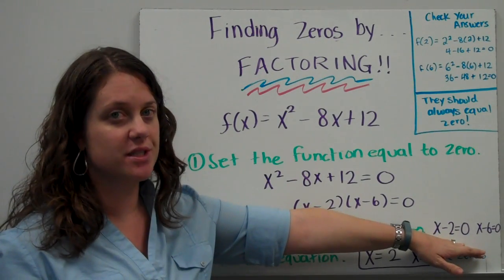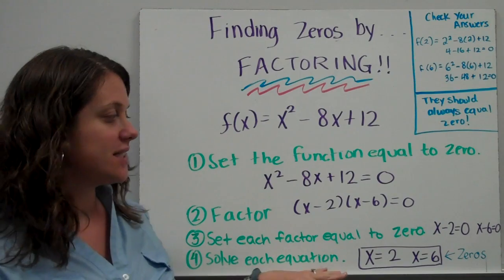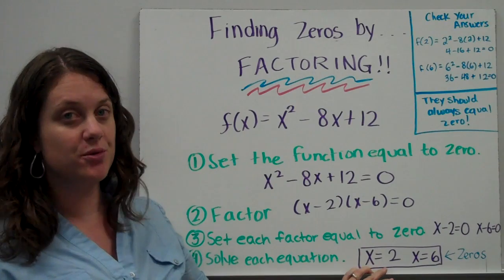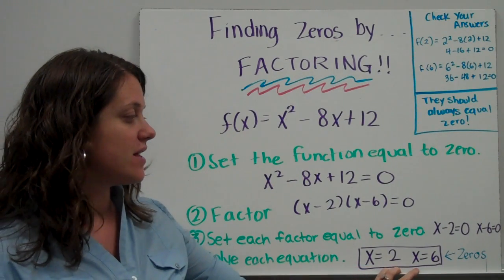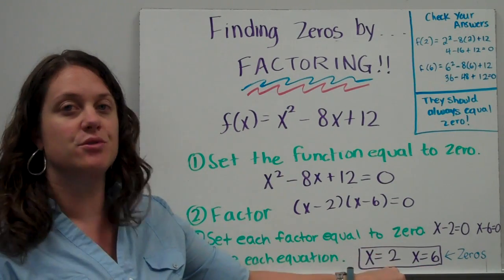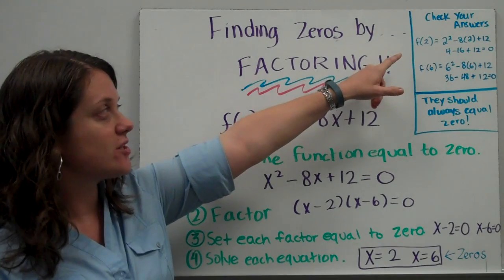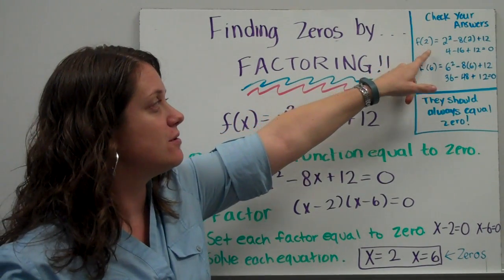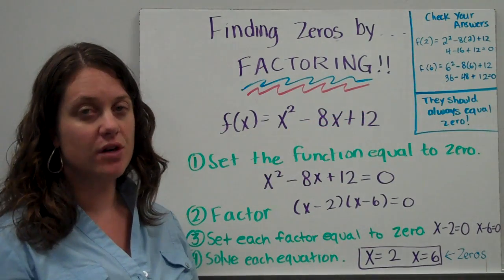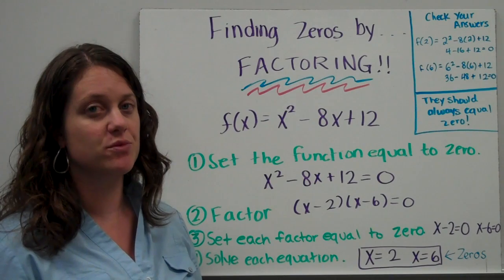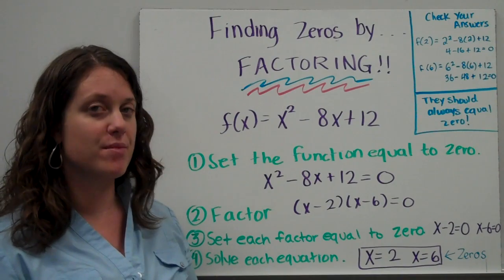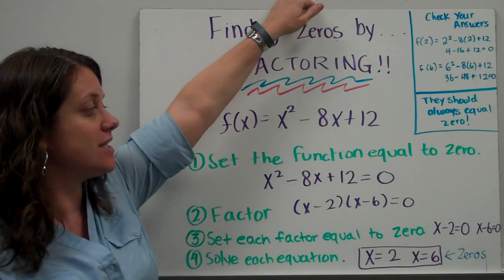So I set each part equal to 0 and then I solve each equation. If x minus 2 equals 0, then x is 2, and if x minus 6 equals 0, then x is 6. Therefore, my two zeros of this equation are 2 and 6. I can always go back and check my answer. If I plug in 2, I get 0, and if I plug in 6, I get 0. If those are the correct answers, you should always get 0, because when you solve a quadratic equation, you're actually getting the zeros, which, if you remember, are the input values that make the output 0.